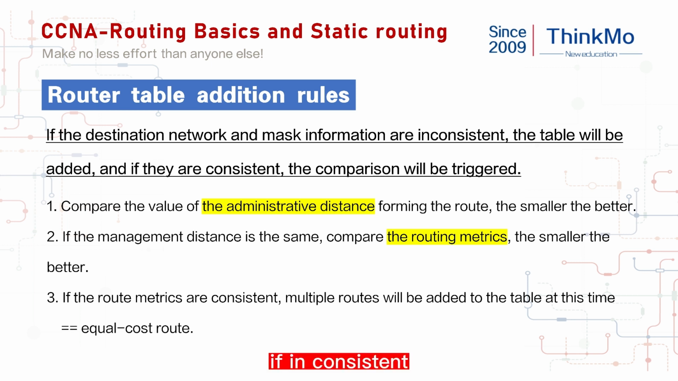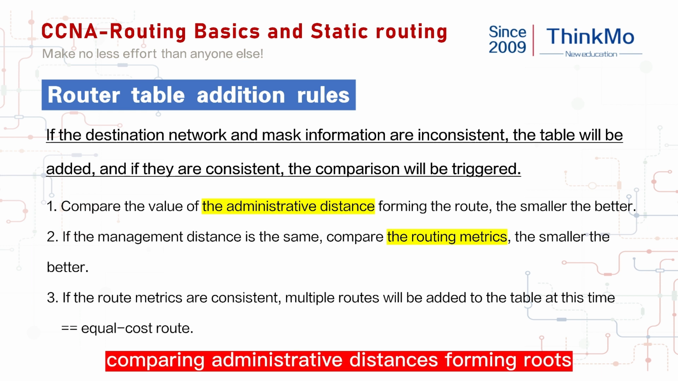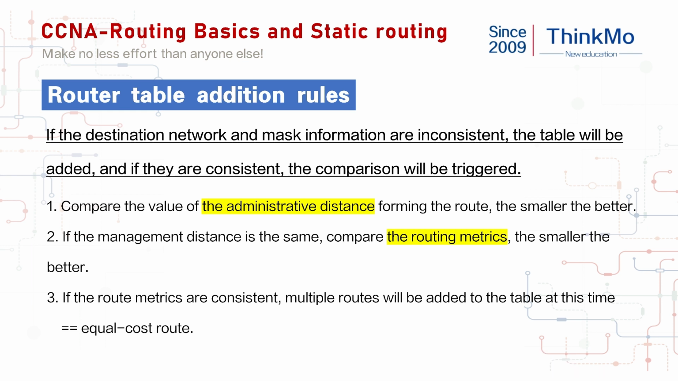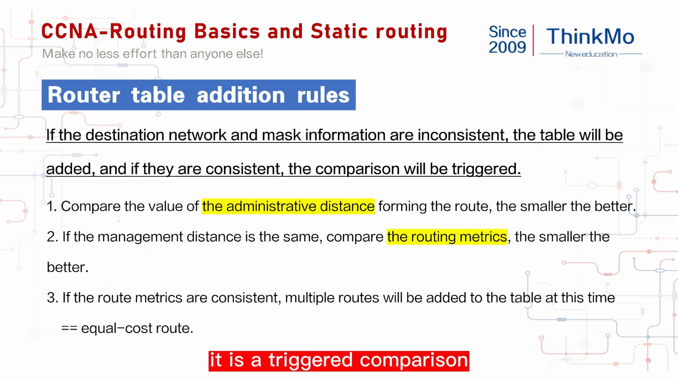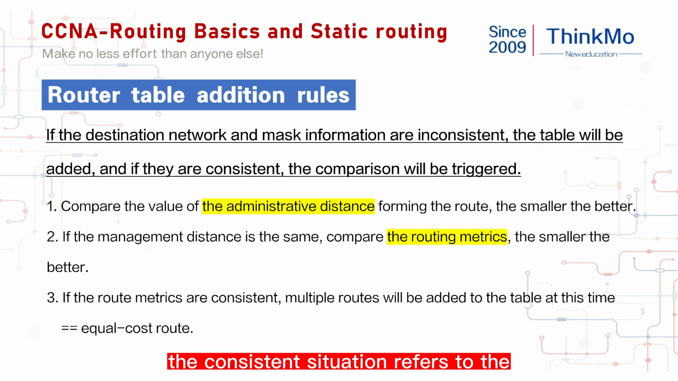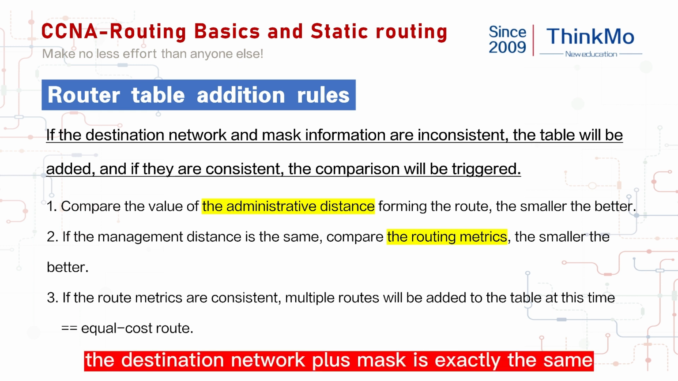If consistent, we'll trigger the comparison, comparing the administrative distances of the routes formed. It is a triggered comparison. The consistent situation refers to the destination network plus mask being exactly the same. So let's formally discuss administrative distance.